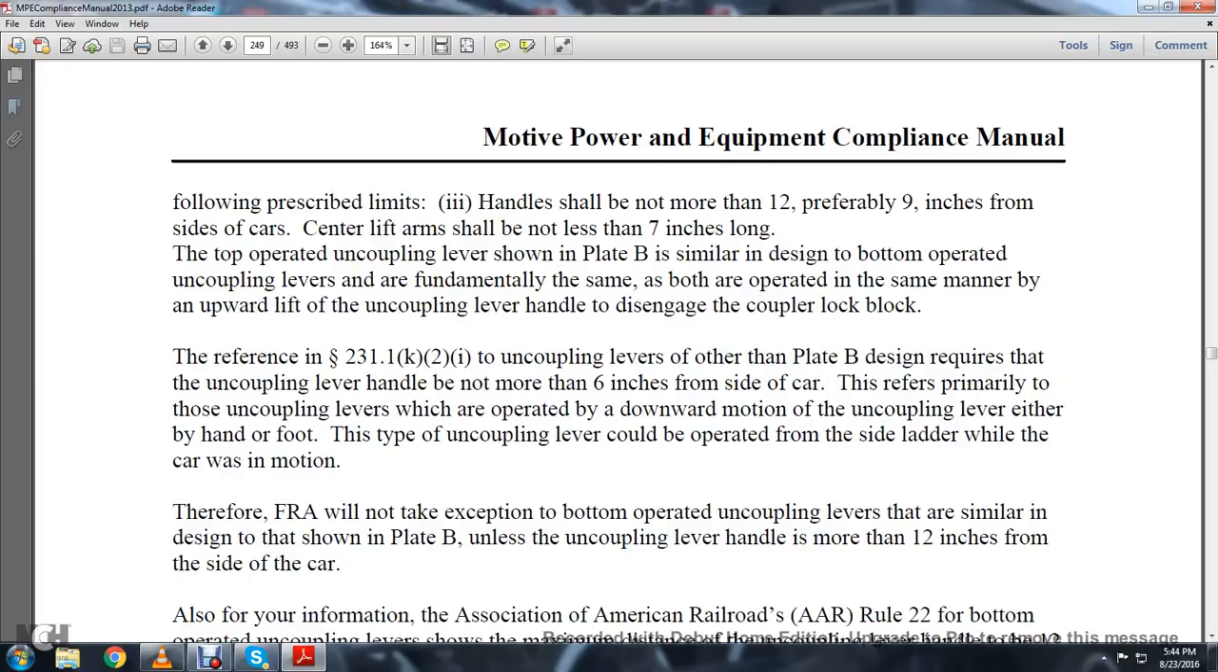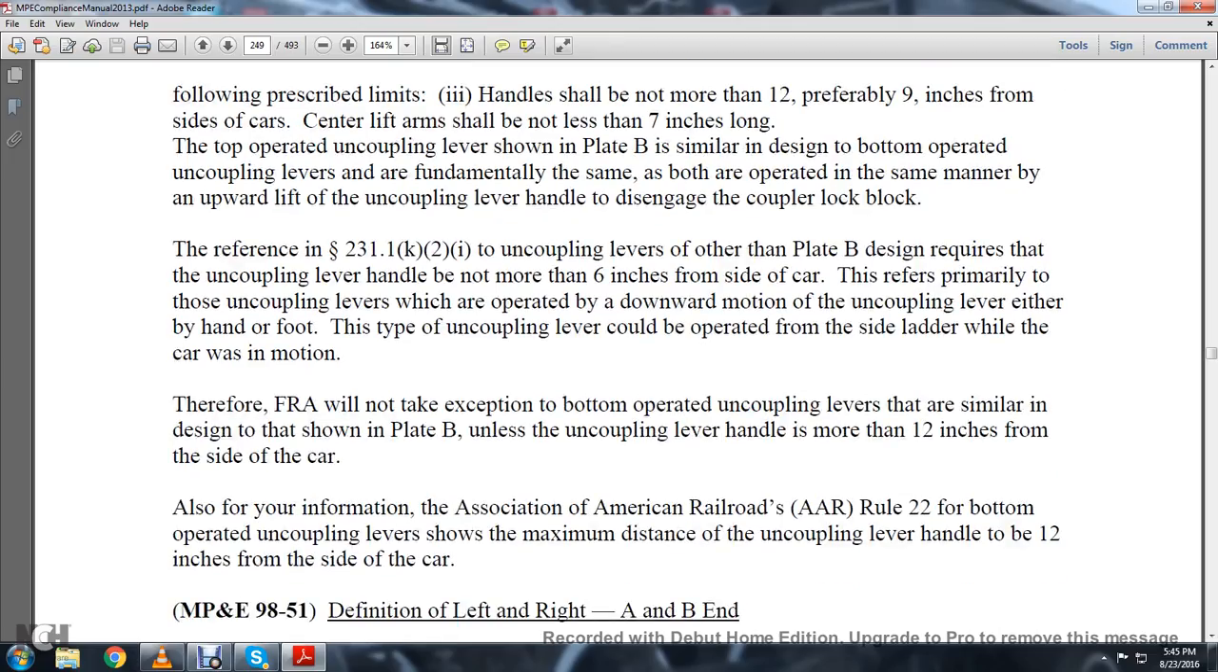The reference in 231.1(k)(2) to uncoupling levers other than the Plate B design, requiring that the uncoupling lever be not more than 6 inches from the side of the car, refers primarily to uncoupling levers operated with a downward motion, either by hand or foot. This type of uncoupling lever can be operated from the side ladder while the car is in motion. Therefore, the FRA will not take exception if the bottom operated uncoupling lever is similar in design to that shown in Plate B, unless the handle is more than 12 inches from the side of the car.